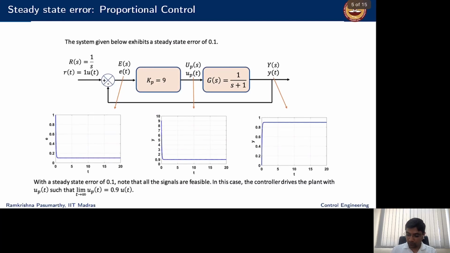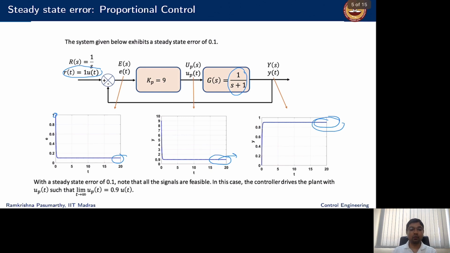So what happens in this case? Let's say I have a plant of the form 1 over s plus 1. My reference signal is a unit step, and I do all the math. My error at t equal to 0 is 1, and the error settles down to 0.1. If the error is 0.1, the output is 0.9, and I have provided an appropriate control input here. So all these signals are in harmony and all these signals are feasible. As t tends to infinity, the input to the plant is 0.9, and the output also becomes 0.9. So this is good.